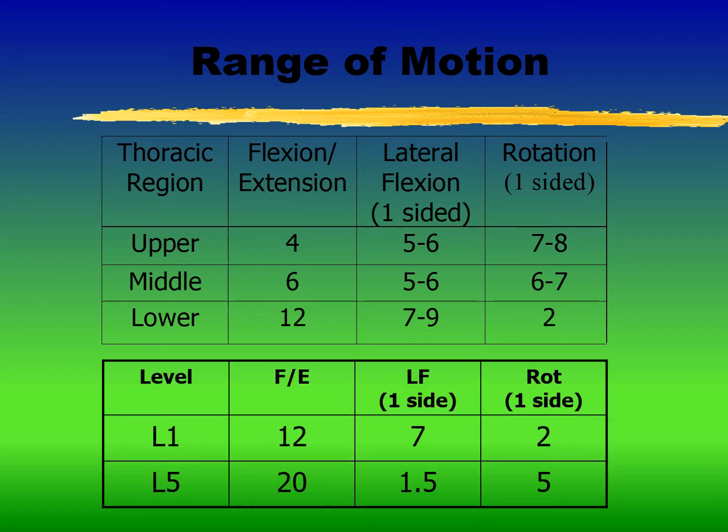The next table here is just a brief table for the lumbar spine, kind of reflecting the continuation of the trends of the thoracic spine, in that flexion extension increases as we keep going down through the lumbar spine, and rotation also does increase as we go through the lumbar spine. The most amount of rotation in the lumbar spine is at L5.